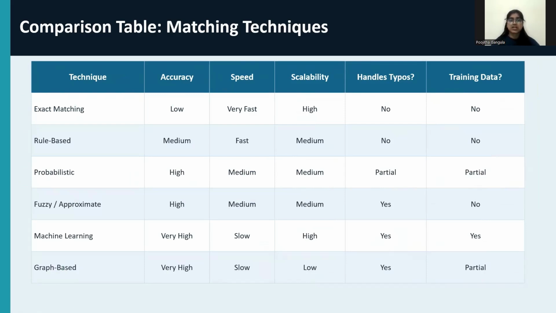Let us compare these techniques. Exact matching is fast but not flexible. Rule based matching is simple but requires manual effort. Probabilistic matching is more flexible and accurate. And fuzzy matching handles spelling errors. Machine learning provides very high accuracy. And graph based matching captures relations between records. So each technique has its own strengths as well as limitations.